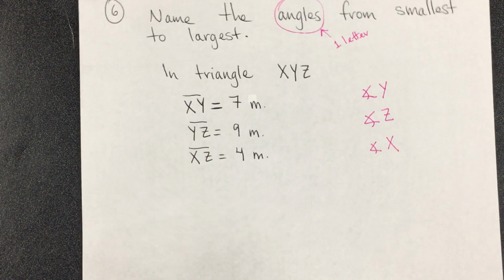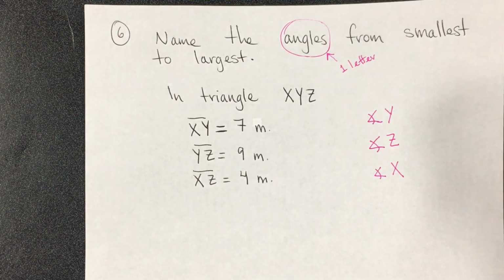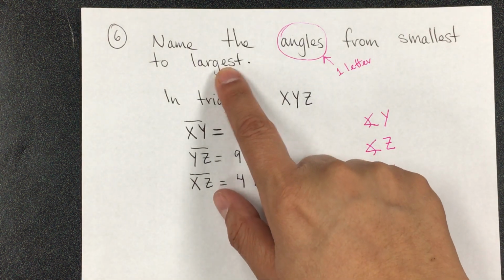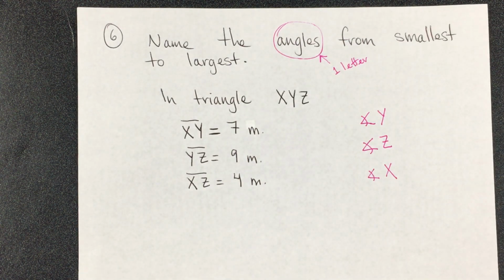So this is it. That's how you can find, or actually order, angles and sides from the smallest to the largest. And you can even do it the other way around, from largest to smallest, depending on what they ask. But I hope you have fun.